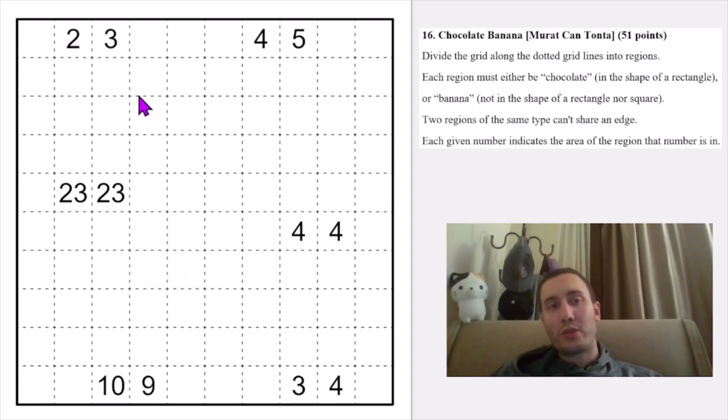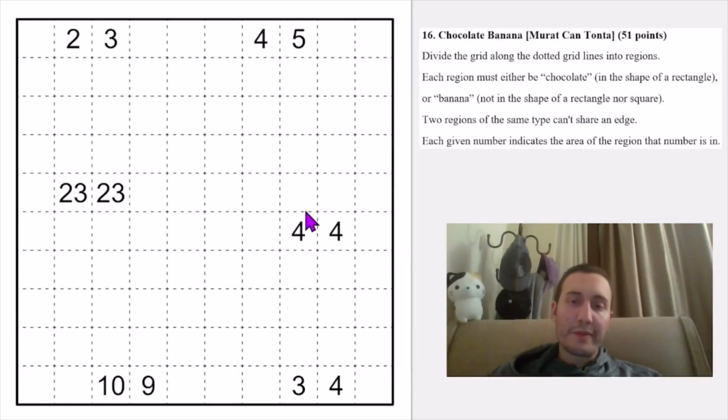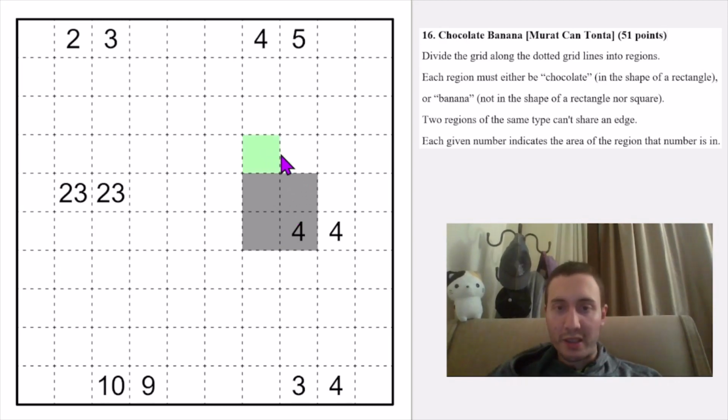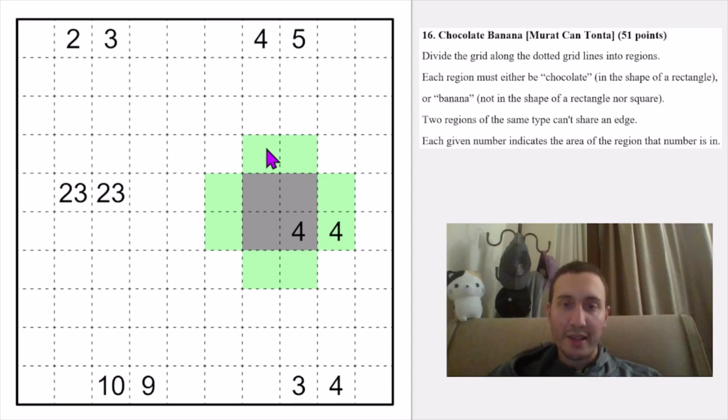And the clues indicate the size of the region they are in, but note that initially their colors are not given and are for the solver to find. And finally, two regions of the same color cannot touch at a side. So for example, if you determine this for region, everything around it has to be of the opposite color, but they can touch at corners. I mean, same colors can touch at corners, but not at their sides.